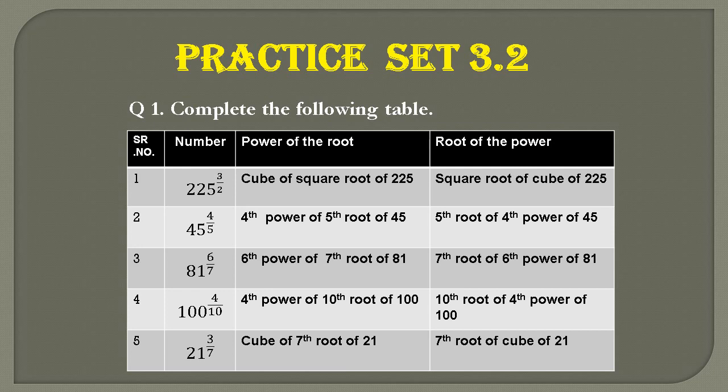Second question, 45 raised to 4 by 5. It can be expressed as the fourth power of the fifth root of 45 and the fifth root of the fourth power of 45. Third, 81 raised to 6 by 7. What can we write here? We can write it as the sixth power of the seventh root of 81 and the seventh root of the sixth power of 81.